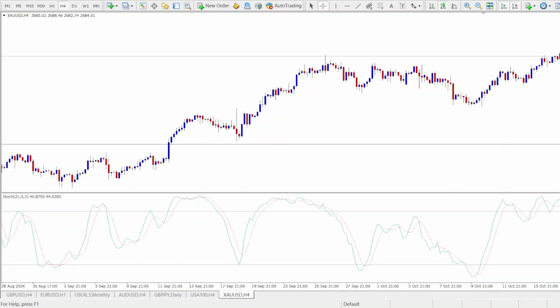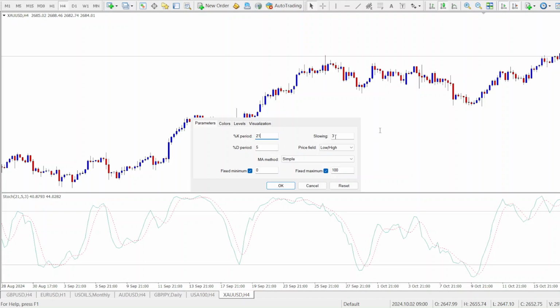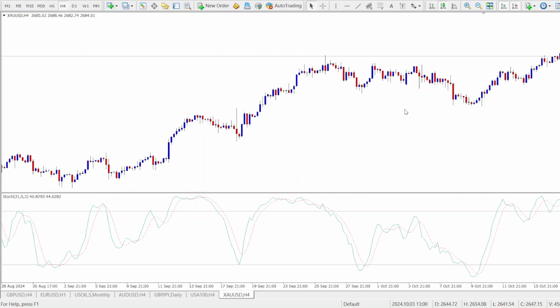So we have talked about the settings best suited for the 4-hour chart, which is the 21, 5, 3 settings, okay? As a day trader or a swing trader, you might find these settings really effective, right? And even when using these settings, when you're using the stochastic oscillator, it's important that you combine it with other indicators or other technical tools.